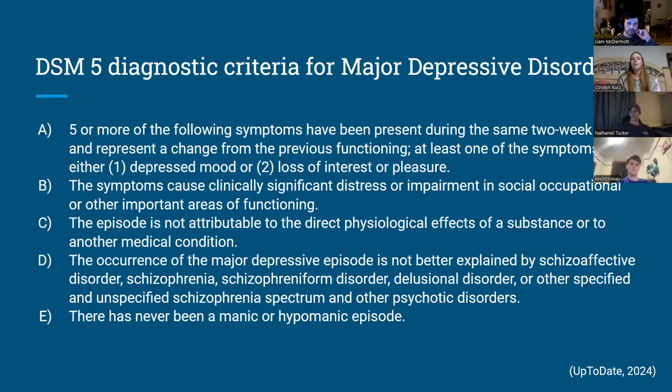Some of the DSM-5 diagnostic criteria for major depressive disorder is five or more of the following symptoms have been present during the same 2-week period and represent a change from the previous functioning. At least one of these symptoms is either a depressed mood or a loss of interest or pleasure. The symptoms cause clinically significant distress or impairment in social, occupational, or other areas of functioning. The episode is not attributable to the direct physiological effects of a substance or another medical condition.